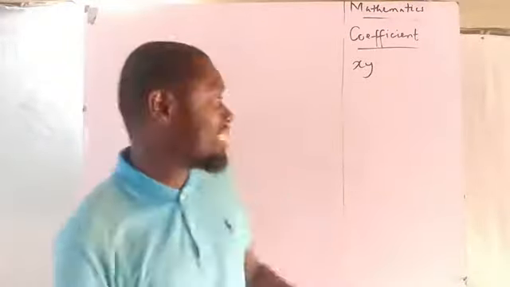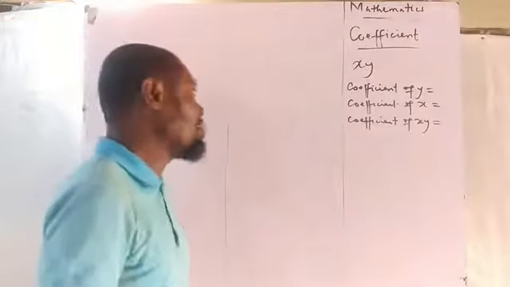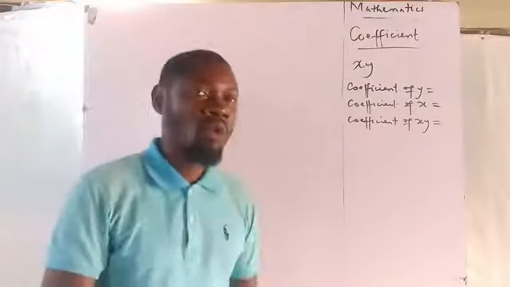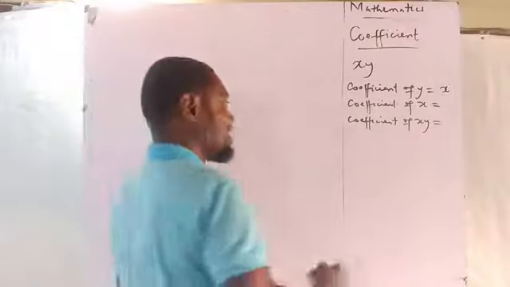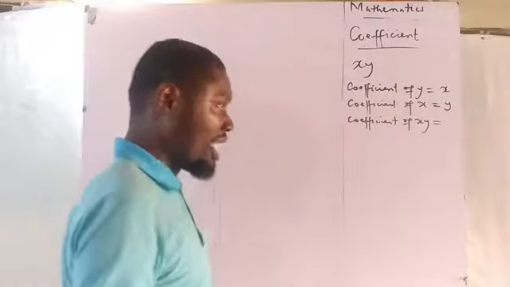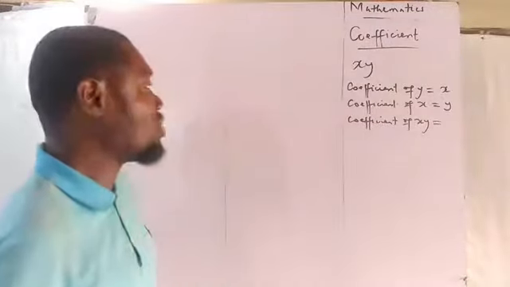We deal with coefficient of y, coefficient of x, and coefficient of xy. What we have on the board there is xy. If I ask you what is the coefficient of y, you tell me x, and you'll be correct. If I ask you what is the coefficient of x, you tell me y. You'll be correct because x is attached to y by times and y is also attached to x by times.